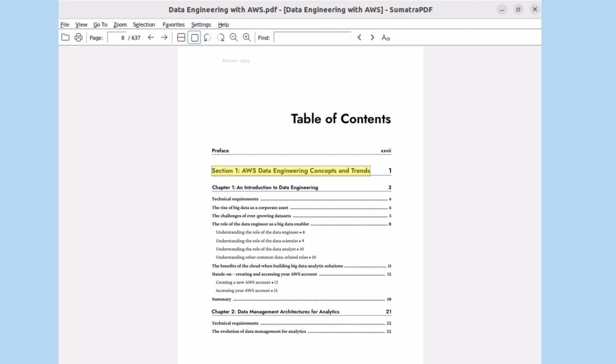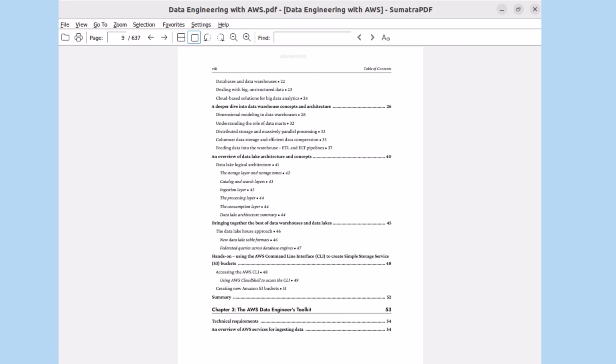Let's quickly delve into chapter 1. You get to see the background of the rise of big data, the challenges, and the roles of the data engineer, explaining each one of these step by step. The engineer, data scientist, data analyst, benefits, creating your AWS account. Moving into chapter 2, you start with the evolution of data management for analytics: data warehouses, data lakes, data marts, ingestion, how to merge these two, hands-on also with a CLI.